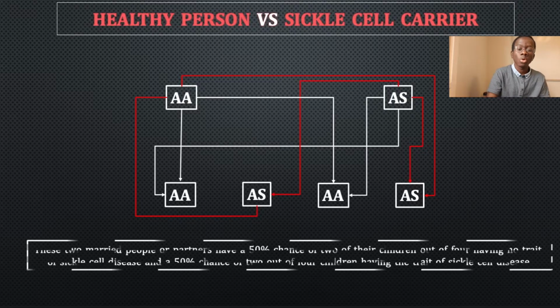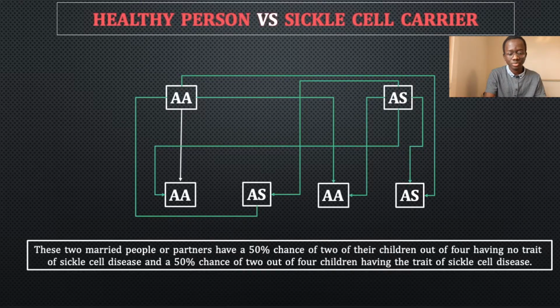So this is a good combination, and it is what doctors, health professionals and sickle cell experts recommend: that when someone is a carrier of the disease, they should marry someone who is not a carrier and is healthy, whose gene is AA. In that way, they don't have a chance of having a child with the disease, which is a good thing.